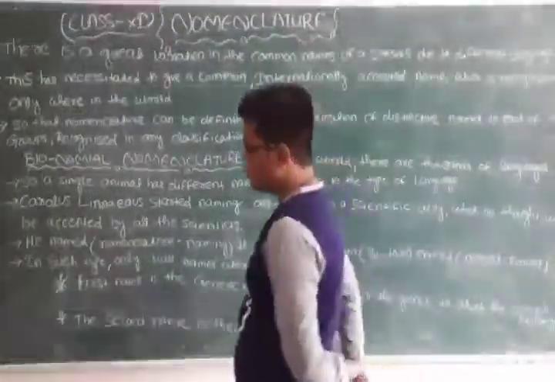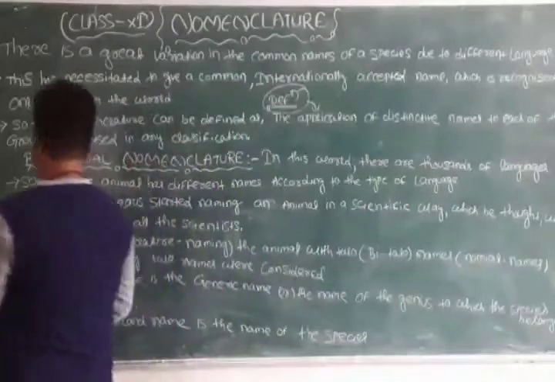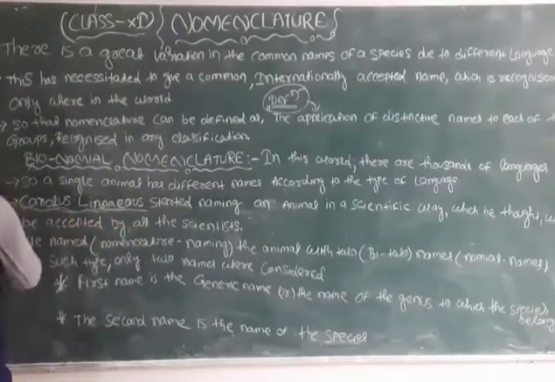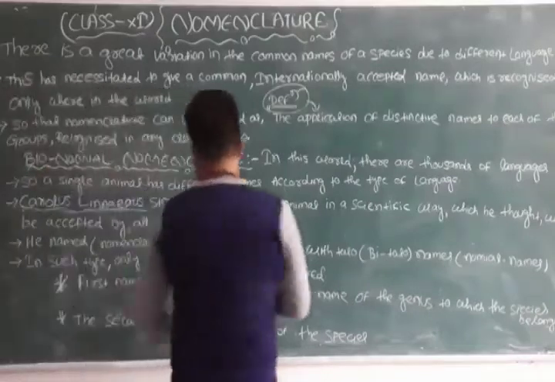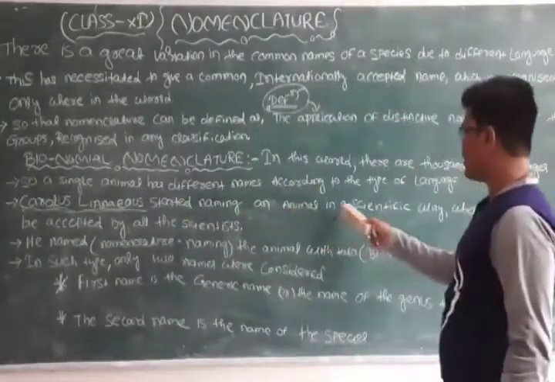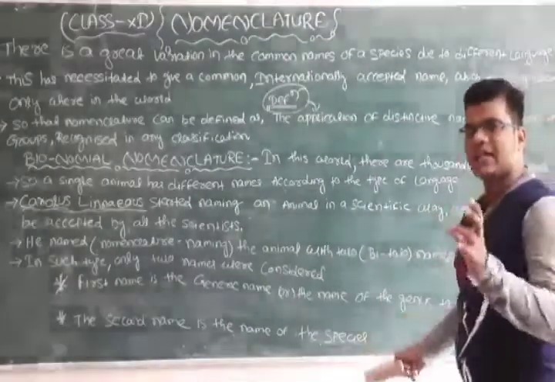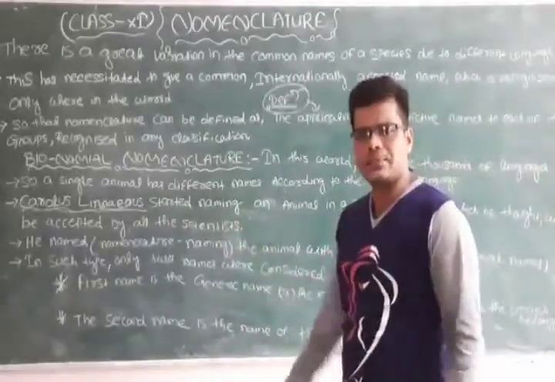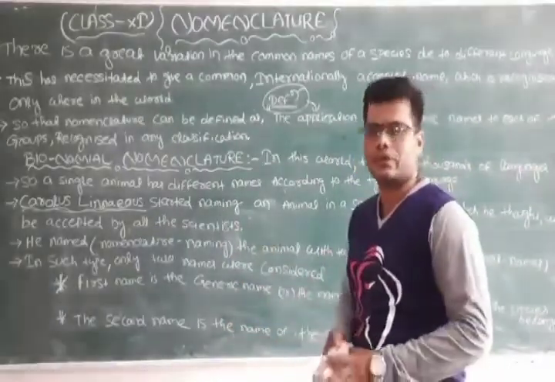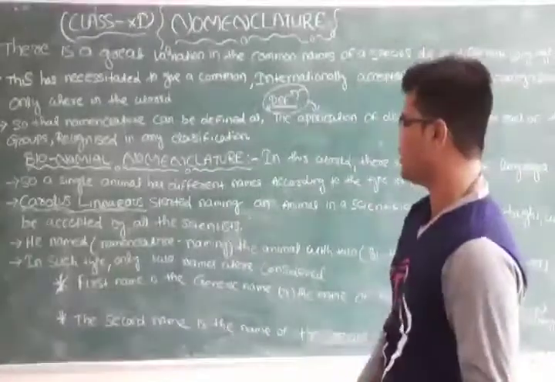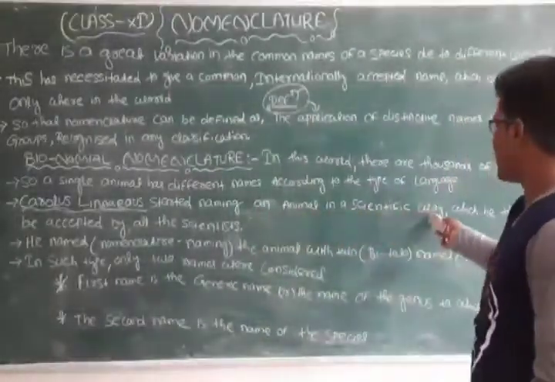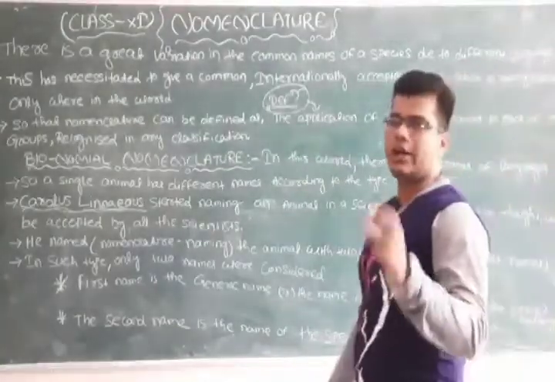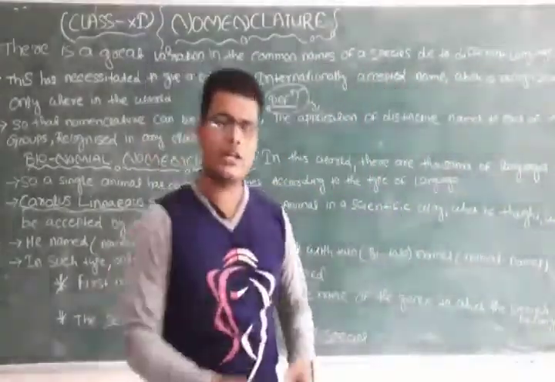So the scientist Carlos Linnaeus started naming an animal in a scientific way. He started naming groups of organisms. Carlos Linnaeus started the naming of animals in a scientific way, according to their scientific name, their characteristic, their function or their habitat.